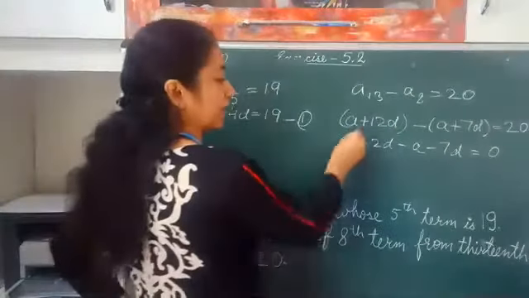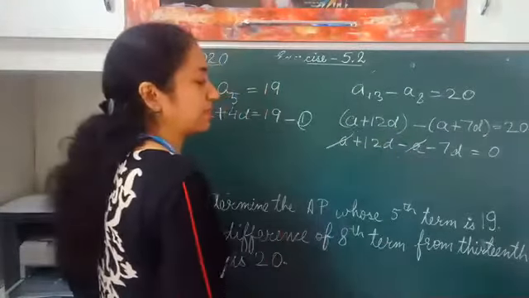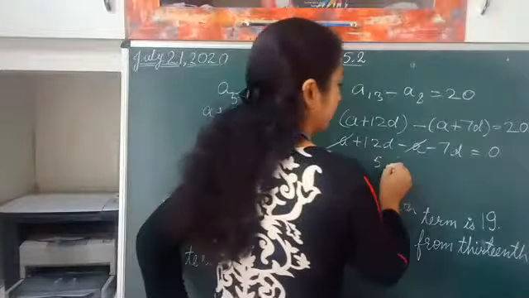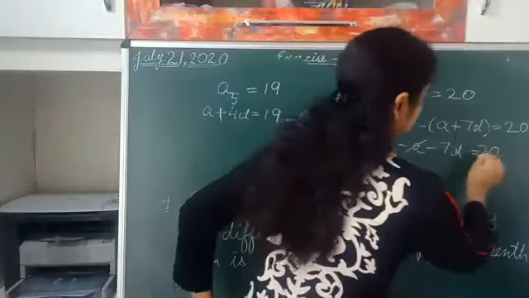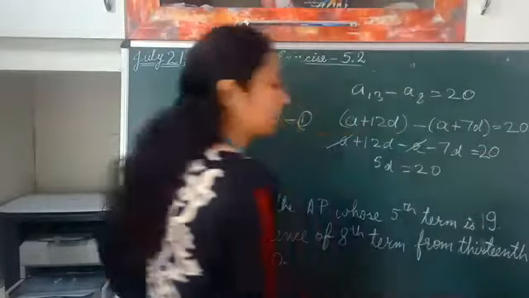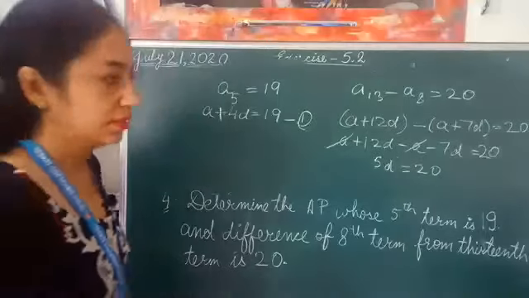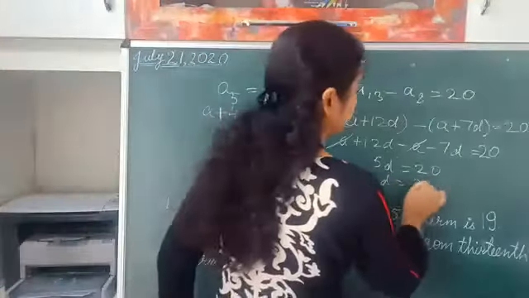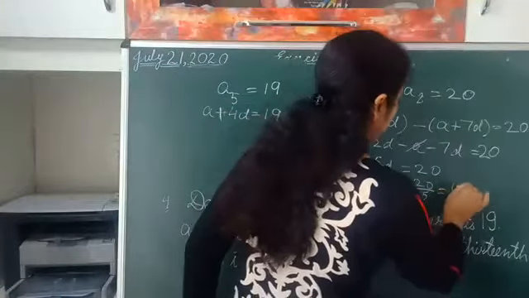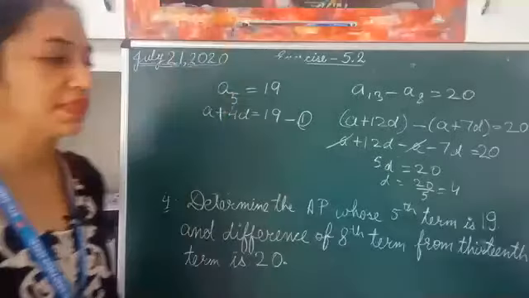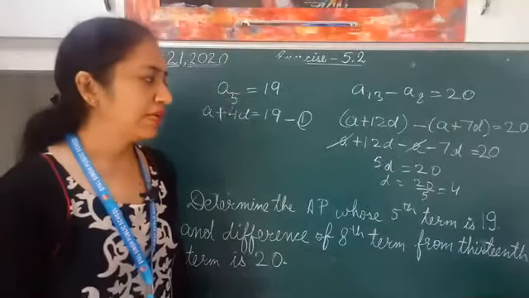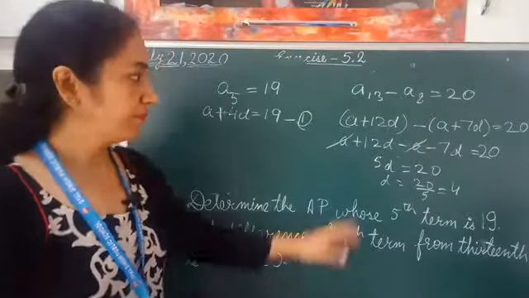Okay, your A cancels with A. 12 minus 7 is 5D, is equal to 20. What is the value of D? D is equal to 20 upon 5, that is 4. Now tell where you have made the mistake. The value of D is coming out to be 4.